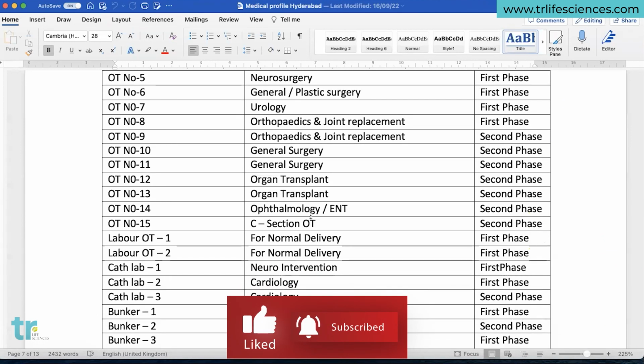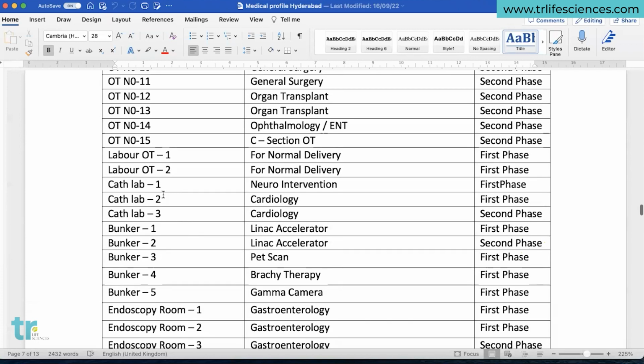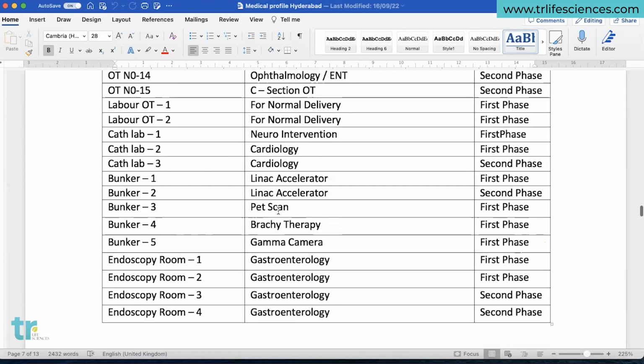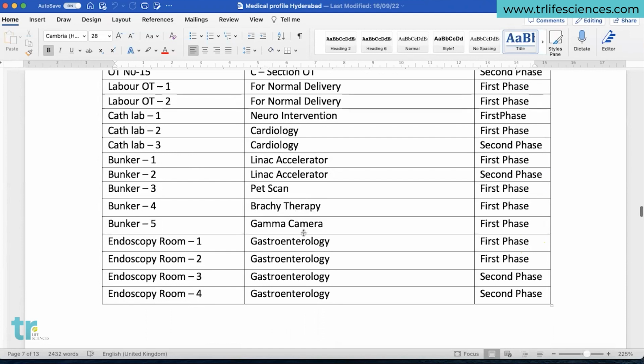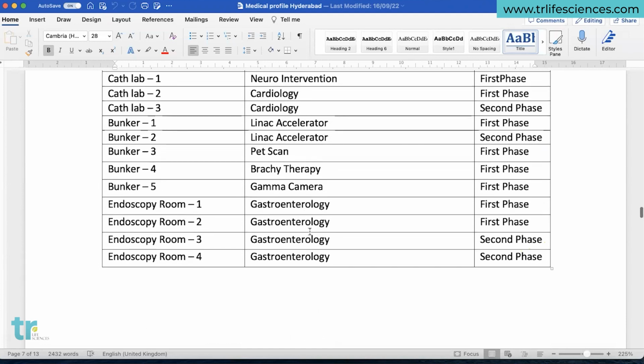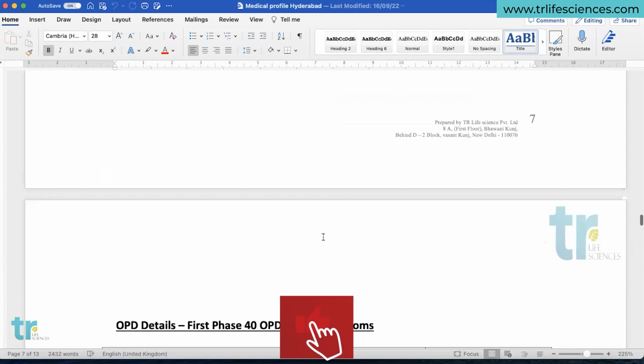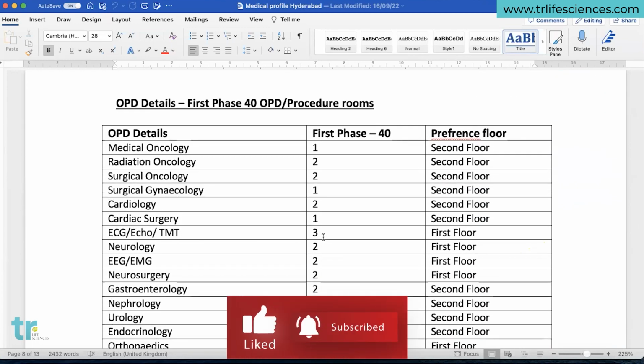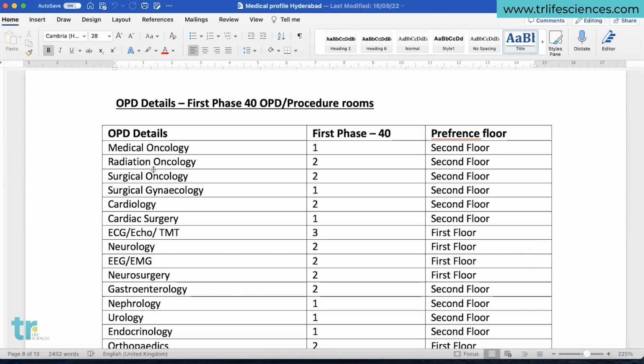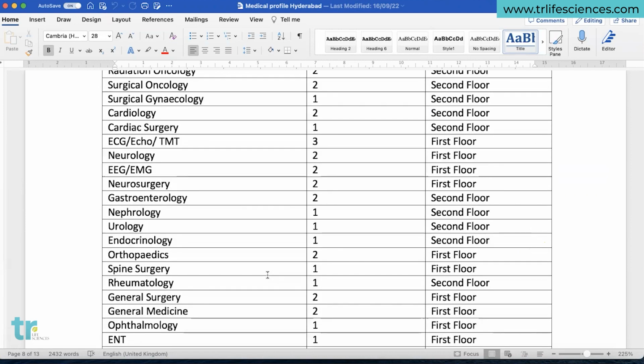Then the C-section OT, then labor rooms, and the total number of cath labs: one cath lab dedicated for neurointervention, 2 for cardiology. Then linear accelerator, 2 bunkers for that, 1 bunker for PET scan, brachy, gamma camera, gastroenterology suites. So all these OT and allied departments are being proposed. Then the next one is the OPD details: total number of OPDs, department wise, sharing wise. All details are captured here, because the architect needs these complete details to plan the hospital.